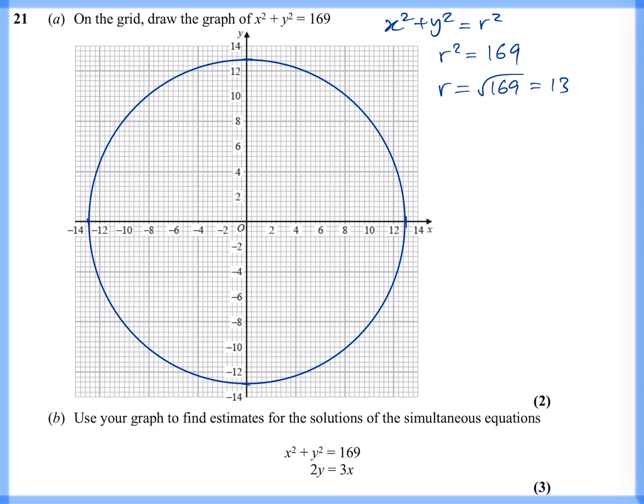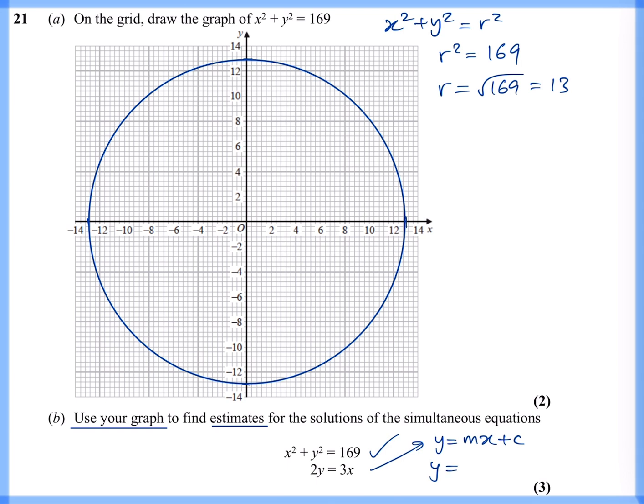The second part, use your graph. So we need to use our graph to find estimates for the solutions of the simultaneous equations. So the first curve is already drawn for us. Well, not drawn for us, we've done that in part A. The second equation is a linear equation, so that's just a straight line. If you put that in the form y equals mx plus c, then we can try and see where that line is and sketch it above.